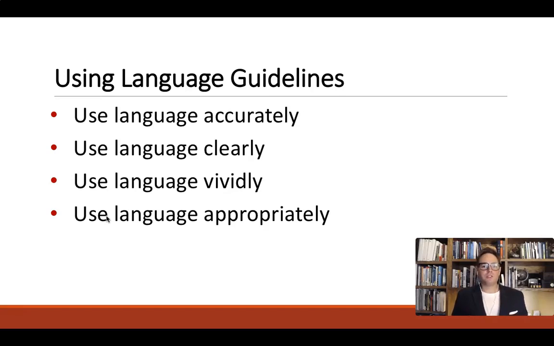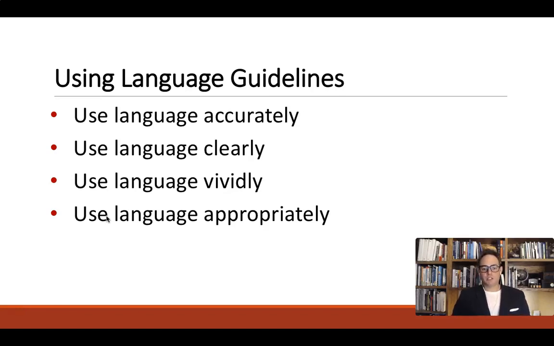So when we are using language within our speeches, the textbook provides a few guidelines. And these are pretty generic, so we'll go through each of these and discuss how this might look like. So use language accurately. That seems like a no-brainer. But oftentimes there's a lot of ambiguity embedded in speeches if we don't carefully craft our speeches and that content.